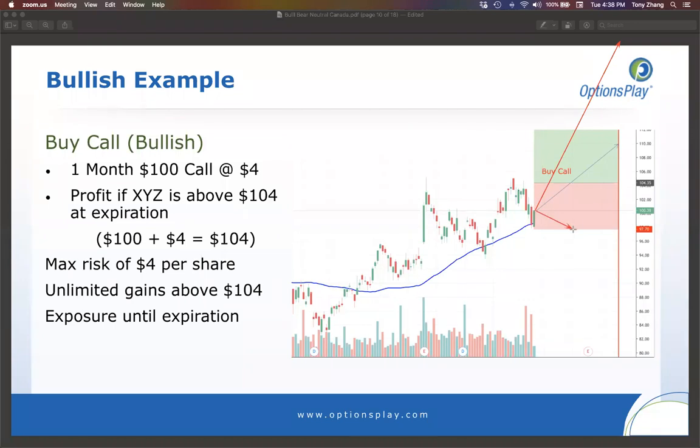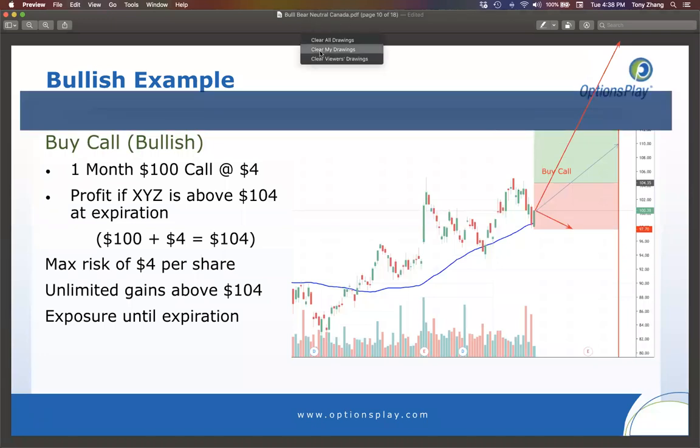And that's why I have this red line that simply stops at a certain level. So no matter what happens, even if the stock goes to zero, I'm still protected as if the stock cannot go below $96. And that is the benefit of trading a call option.